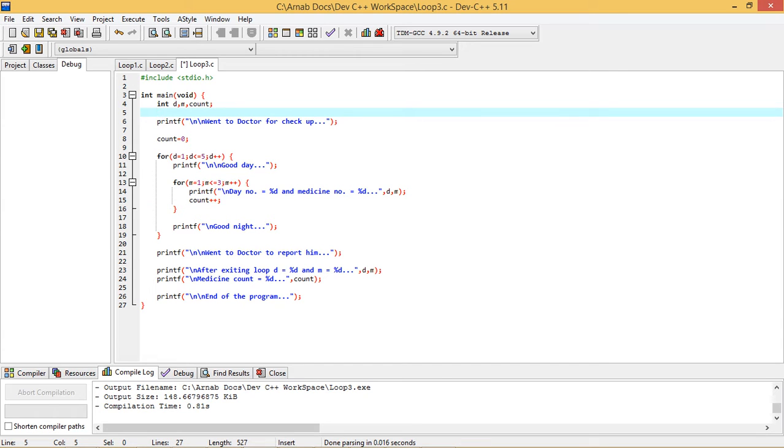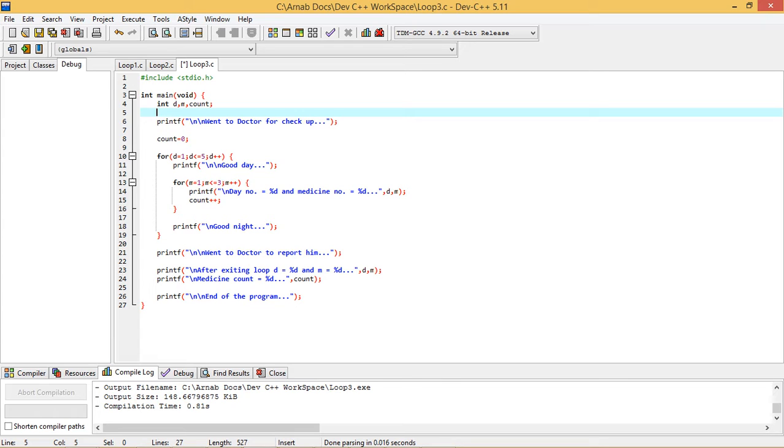In this session, we are going to discuss nested looping. That means one loop has got nested or embedded within another loop, and that is called nested looping. We shall discuss this with one example through a C program.